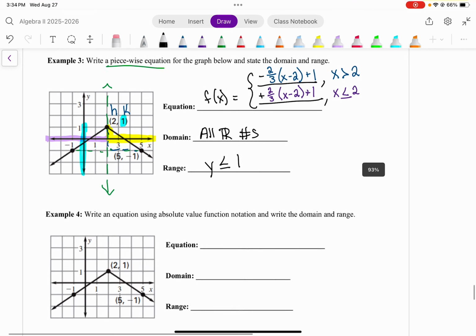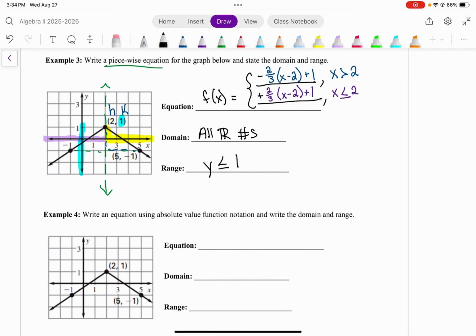Now if we look at example 4, you'll notice the graph is the exact same. The only thing that changed was we need to write the equation using absolute value function notation. So make sure you're reading the directions on the test or quiz so that you know what way you are going to write it.